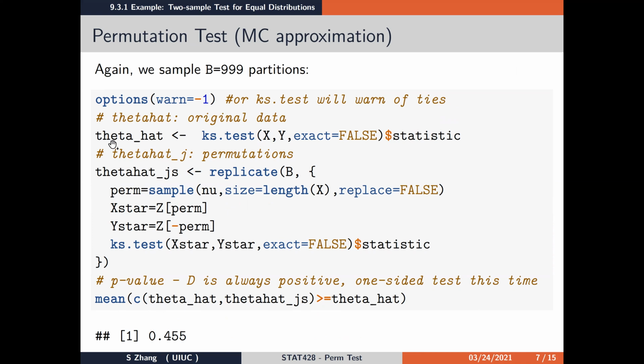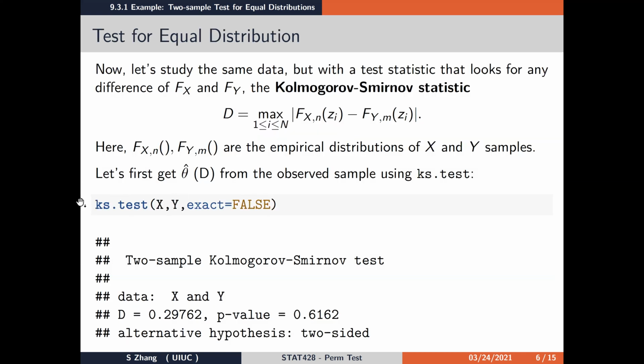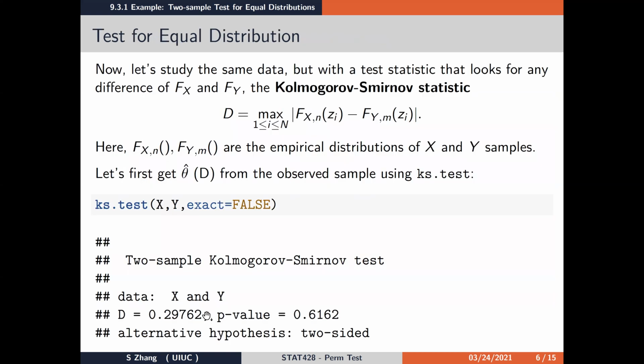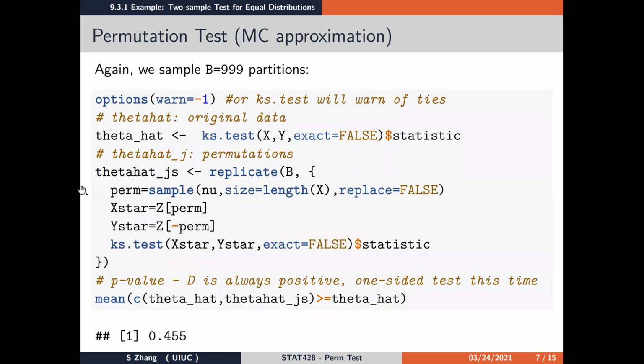It suppresses the warning messages. Our first step is to compute the theta hat, or the D, from the observed unpermuted data. Just like on the last slide, we do KS test of x and y, and we extract the statistic, which is the D over here. Next, we will replicate the partition a total of 999 times to obtain the theta hat j's computed from each of the possible partitions. Things are quite similar to before.